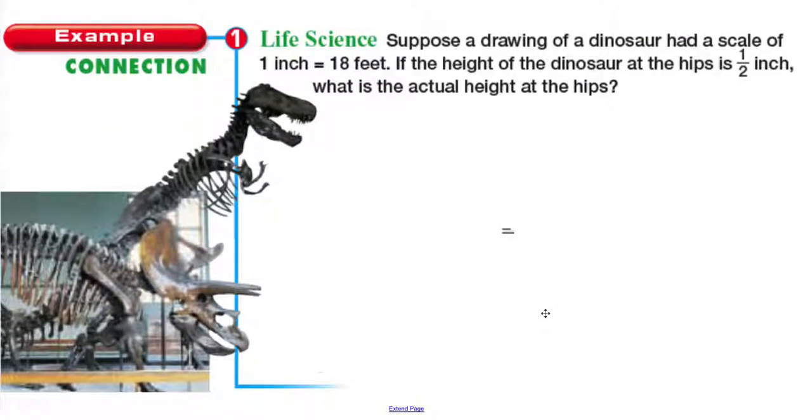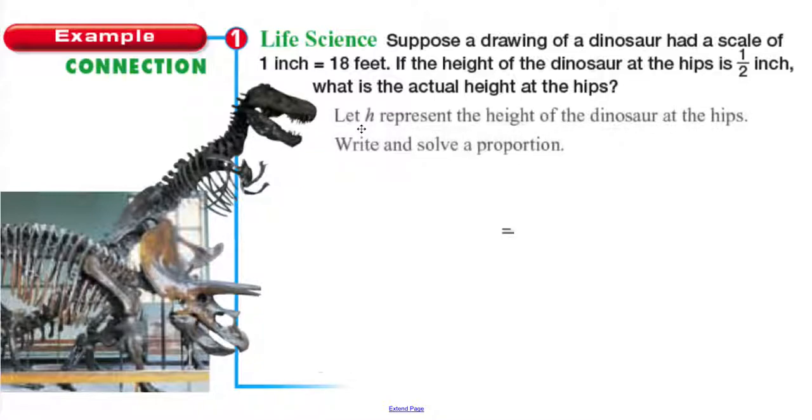Suppose a drawing of a dinosaur has a scale of 1 inch equals 18 feet, meaning for every inch in the drawing, its actual length is 18 feet. If the height of the dinosaur at the hips is 1/2 inch, what is the actual height at the hips? So again, we go back to our scale. Before we do that, I'm sorry, we need to create a let statement.